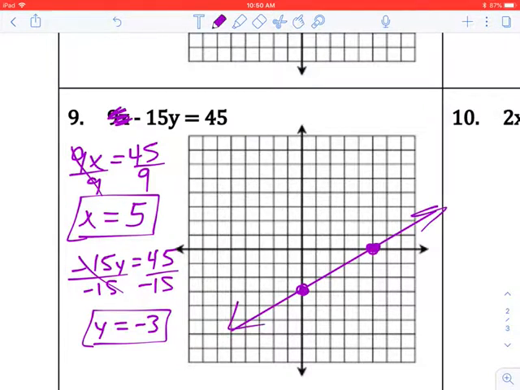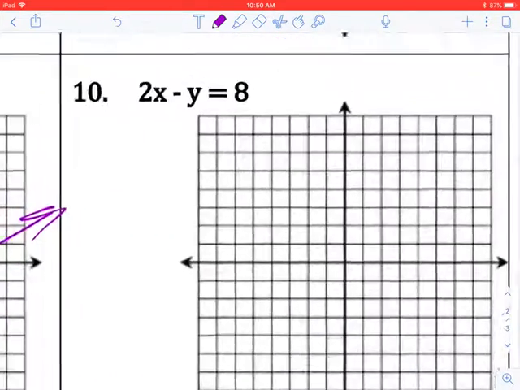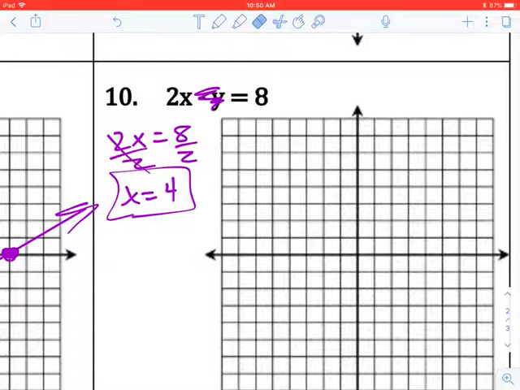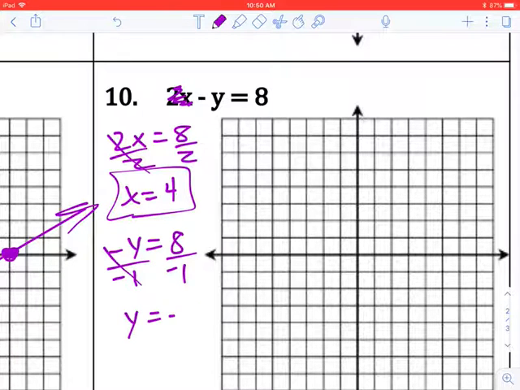Boom, boom. And the last one here, cover up the y to get 2x equals 8. So when I divide by 2, x equals 4. And then I cover up the 2x, I get negative y equals 8. So I got to divide by negative 1, get y equals negative 8.